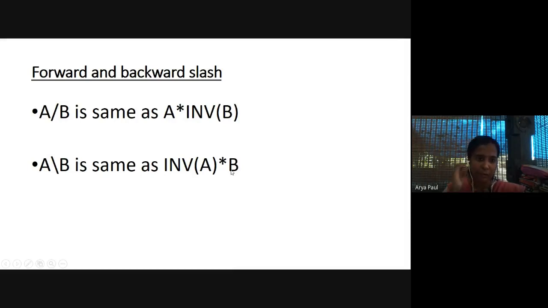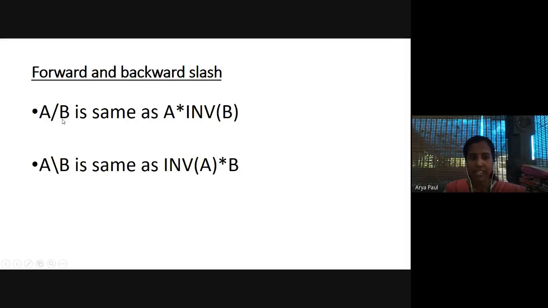So please understand these two operators in MATLAB: A forward slash B and the backslash operator, where A is a matrix and B is another matrix. This is not an element to element division. How can you compute A by B? You are actually computing A into inverse of B. That is the real matrix division.